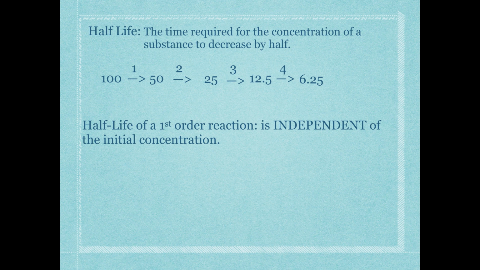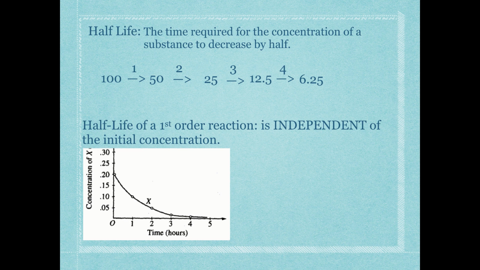For a first order reaction, regardless of where you are in the reaction, the half-life is going to stay the same. Why do we really care? Well, here's why. If you were given a graph of concentration of your reactant, let's say X, for example, versus time, remember, for zero order, it's linear. For first order and second order, it's not. It's going to look like a curve.